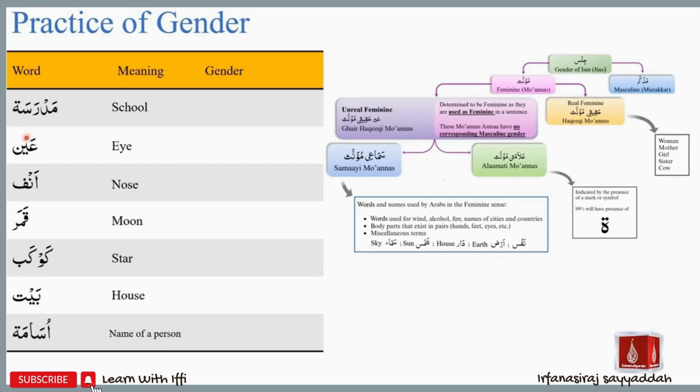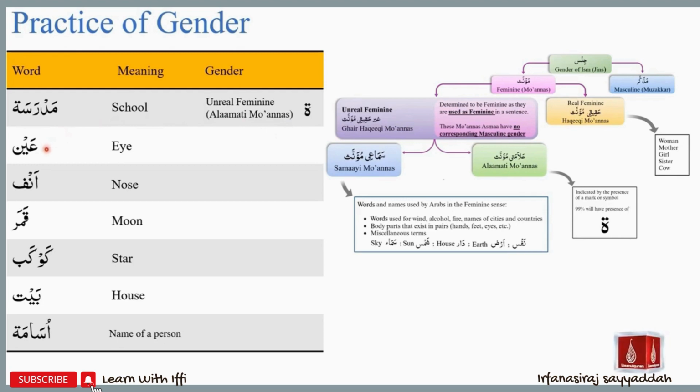And we notice that madrasa has a gol ta at the end. So because the word madrasa has a gol ta at the end, similar to what we see in alamati muannas or marked feminine asma, we can conclude that the word madrasa is a feminine, and specifically it is an unreal feminine or an alamati muannas example.